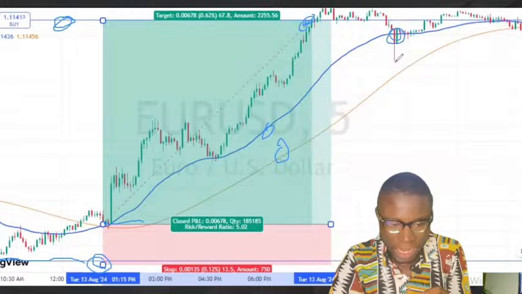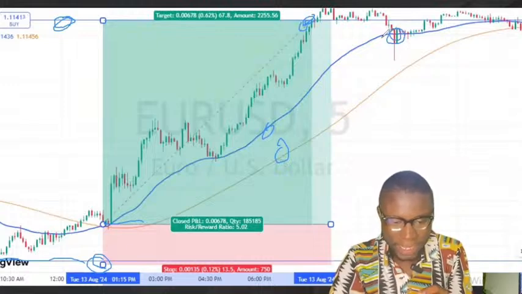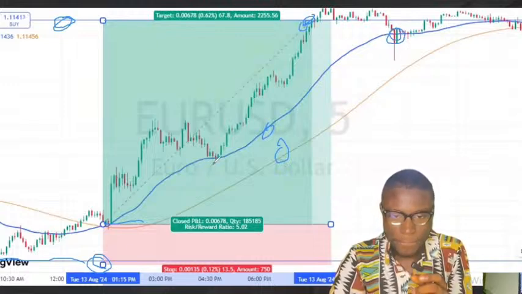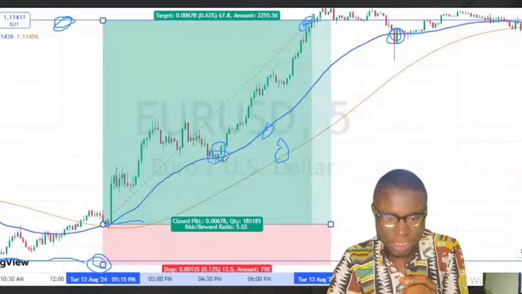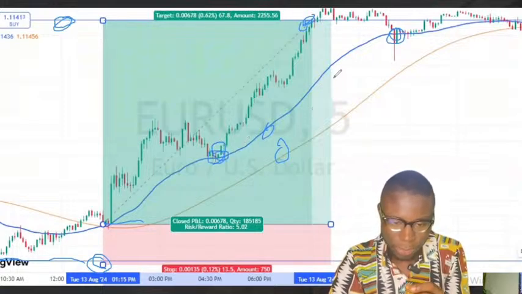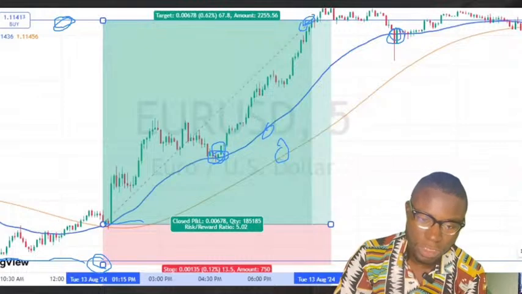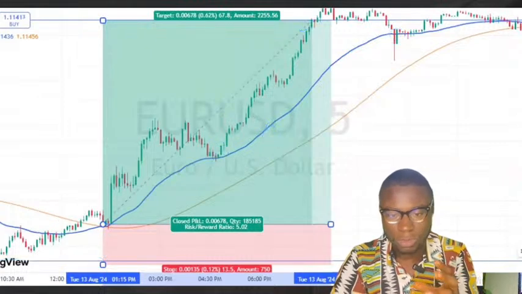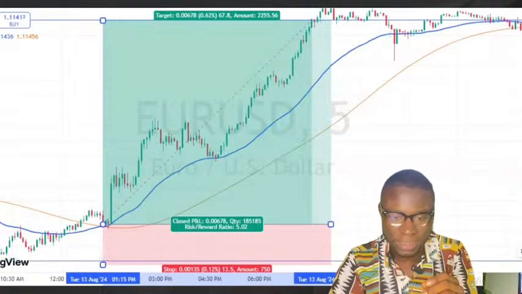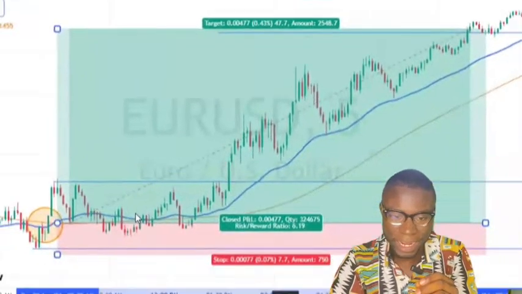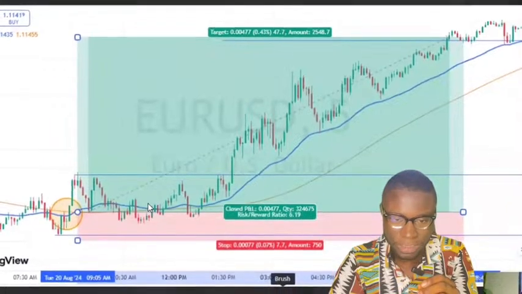As soon as I see this candle closing below the blue moving average, because price has been respecting it, as we can see here. Price has been respecting it. Alright, so this is how I exit my trades. Let's see another example. This is also a buy scenario.